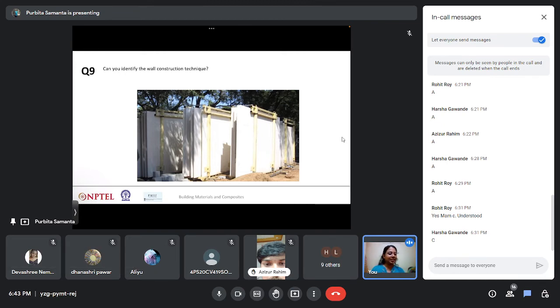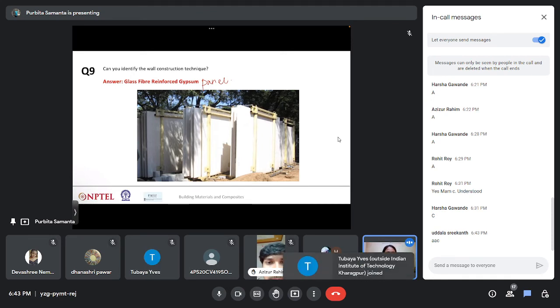Okay, so this is basically glass fiber reinforced gypsum panel. Yeah, good that you tried. This particular image might be misleading as well, since we are talking about this particular course or lecture module. But if you look at glass fiber reinforced gypsum panel, it looks like this. AACs are a bit different.